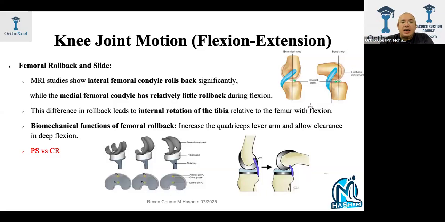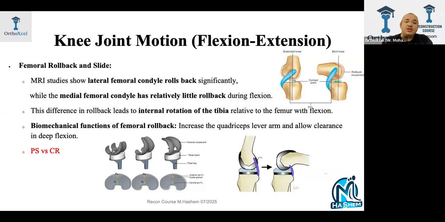This rollback has two jobs. Job number one, it gives you more range of flexion, so you can flex up to 140 to 160 degrees. Without the femoral rollback, you would not flex more than 90 degrees. Number two, every time you move the center of rotation to the back, you give a better lever arm for the quadriceps. You give more mechanical advantage to the quadriceps.